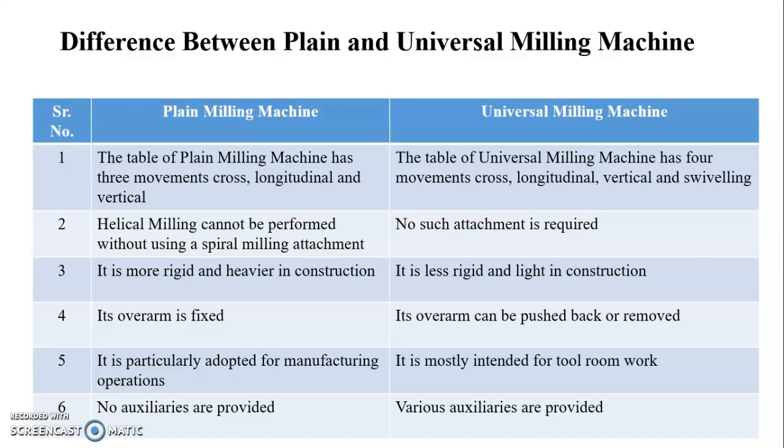Then the third point: the plain machine is more rigid and heavier in construction, but the universal machine is less rigid and lighter in construction. The fourth point: in the plain machine the overarm is fixed, but in the universal machine the overarm can be pushed back or removed. It is not a fixed one. Then next, the plain machine is particularly adapted for manufacturing operations, and the universal milling machine is intended for tool room work. Then no auxiliaries are provided, but in the case of the universal milling machine, various auxiliaries are provided.